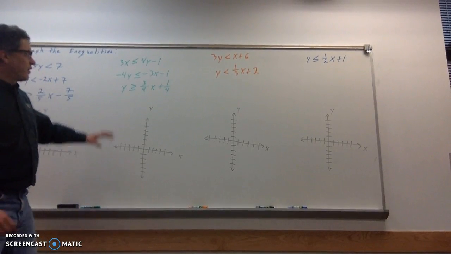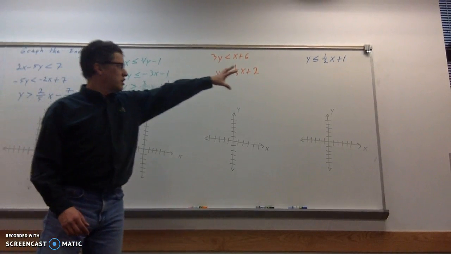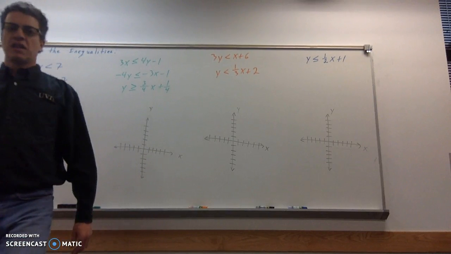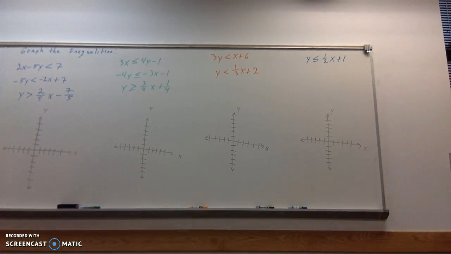What you're seeing here are 1, 2, 3, 4 different inequalities that we're going to graph. If they're not solved for y, I already solved them for you. So for example, this first one, 2x minus 5y is less than 7. I subtracted the 2x to the right side, and then I divided by a negative 5. Note the inequality sign change.